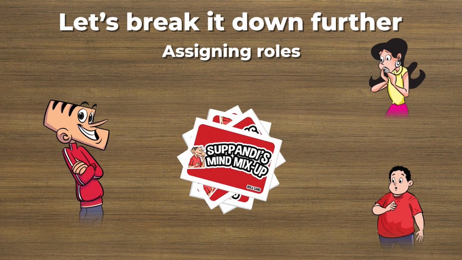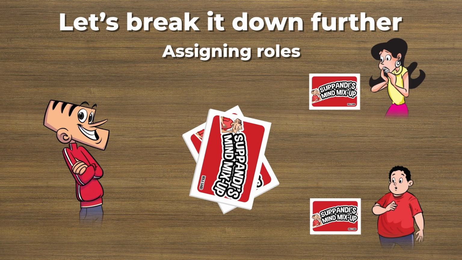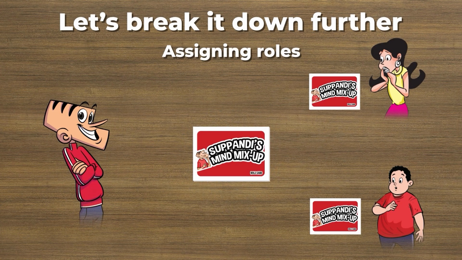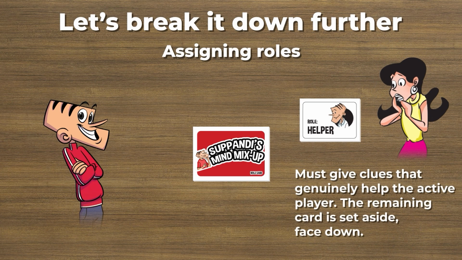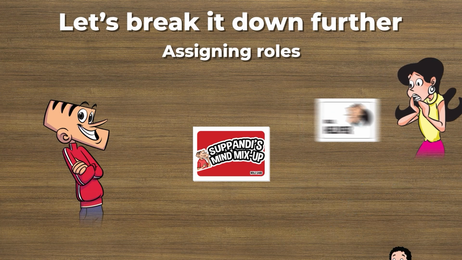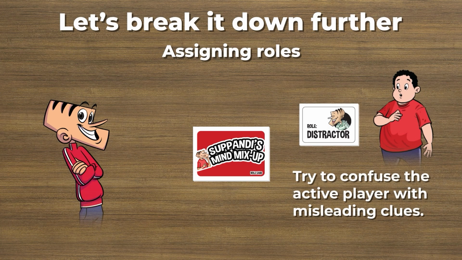Shuffle the role cards and deal 1 to each player except the active player. The remaining cards are set face down. The players secretly check their roles. The helpers must give clues that genuinely help the active player. The distractors, meanwhile, try to confuse the active player with misleading clues.